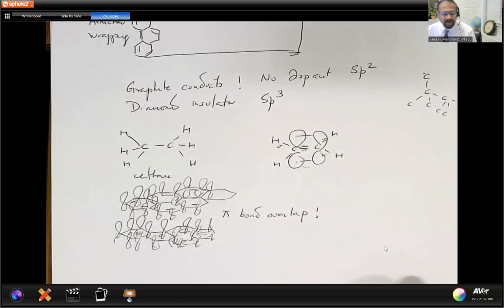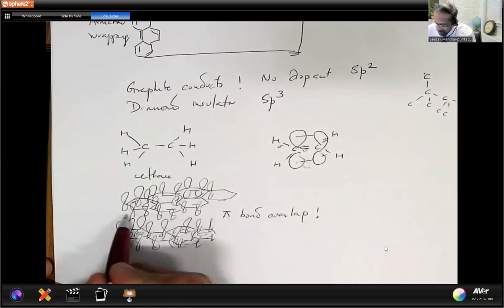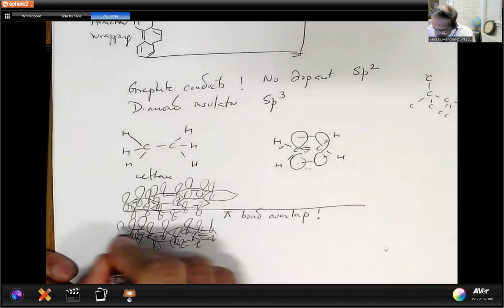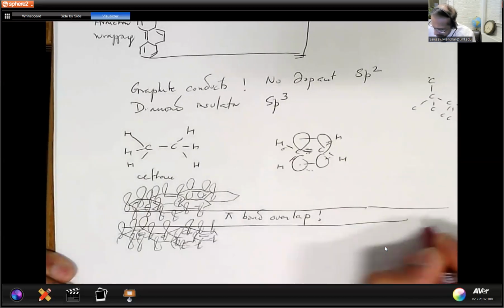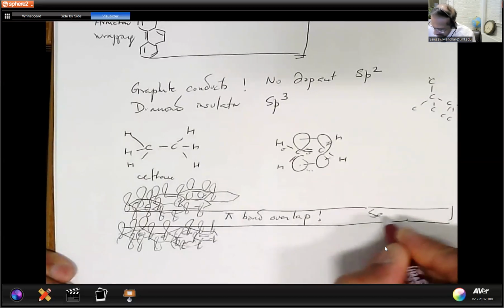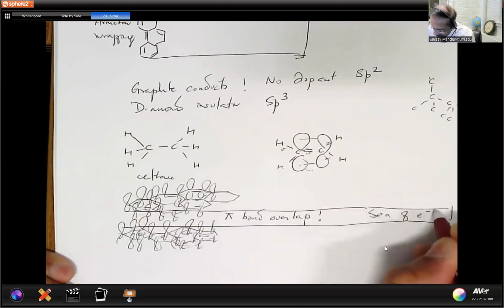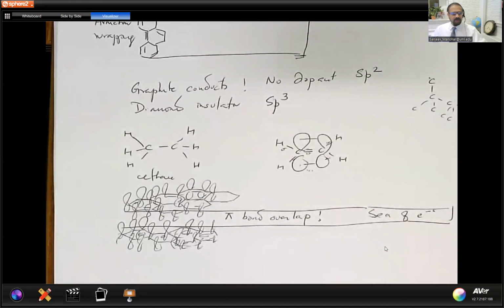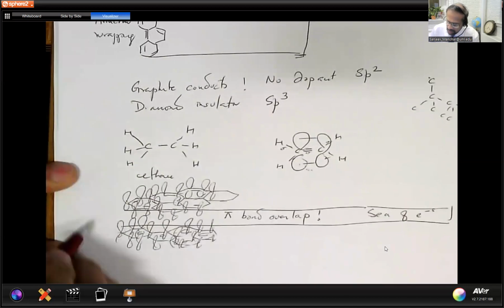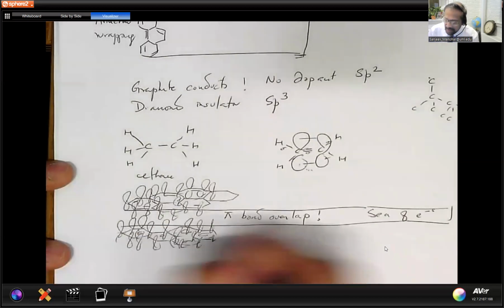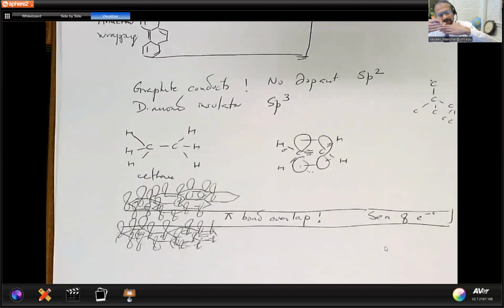Since each bond is 2 electrons, these electrons in this band can be thought of as a sea of electrons. A sea of electrons. So when you apply a voltage, the sea of electrons can move between the sheets of graphite, even though all the 4 bonds are satisfied. There's no dangling bonds, okay? That some of you mentioned. There's only 3 bonds. No, no, no. It's sp2. All the bonds are satisfied.